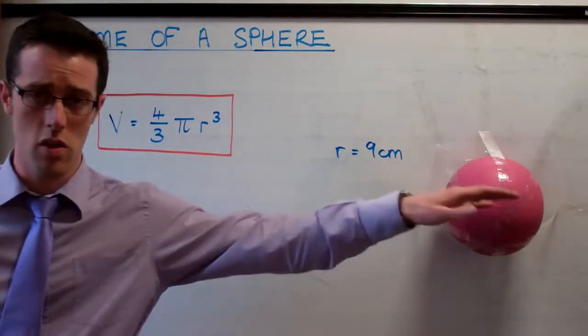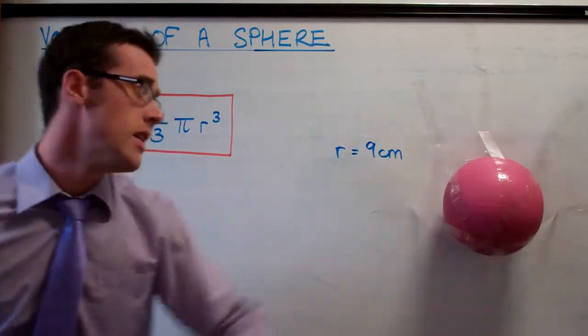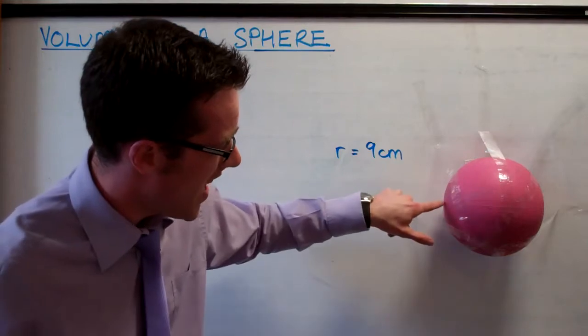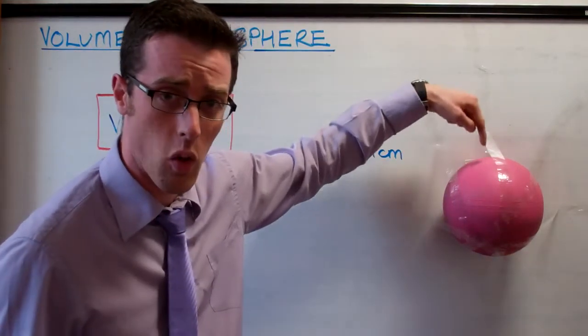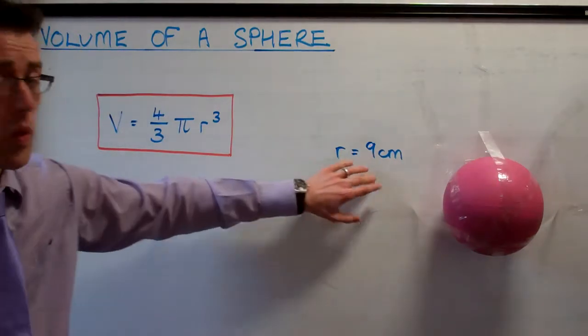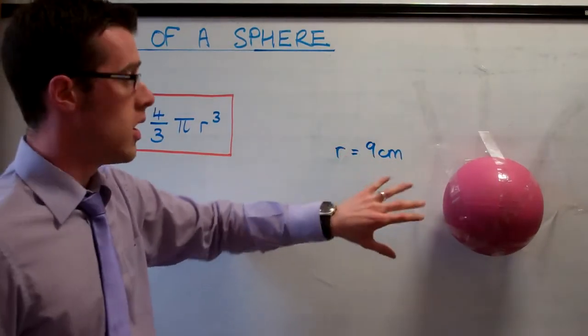So remember the wee dance, radius, diameter, circumference. Okay, so the radius is from the centre of the sphere to its edge. So the centre is right in the middle of the ball. Okay, so the centre to the edge is 9 centimetres. So that's all the information we need, in fact, for the volume of a sphere.